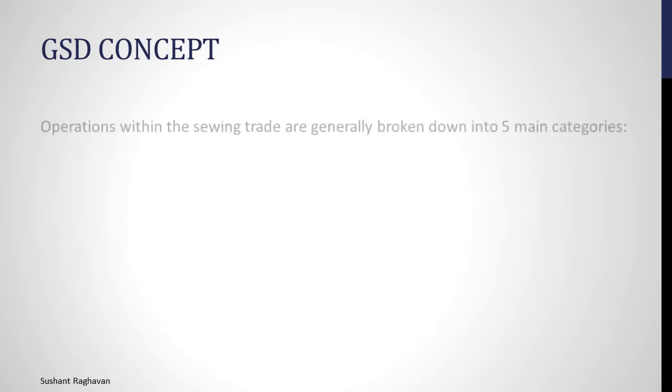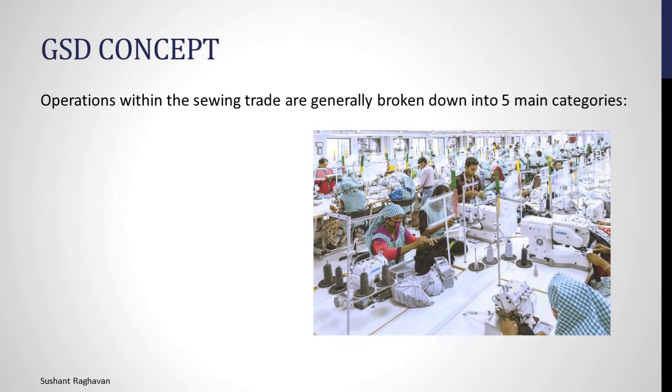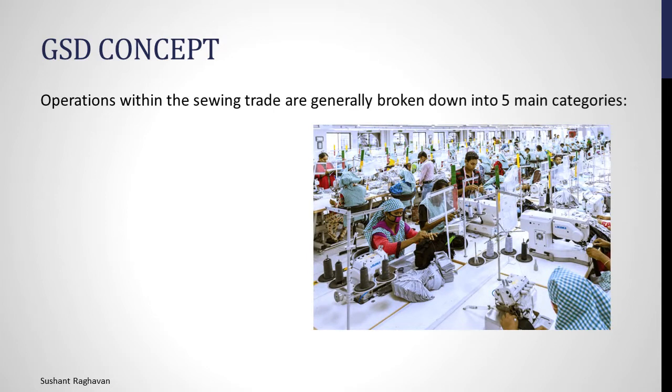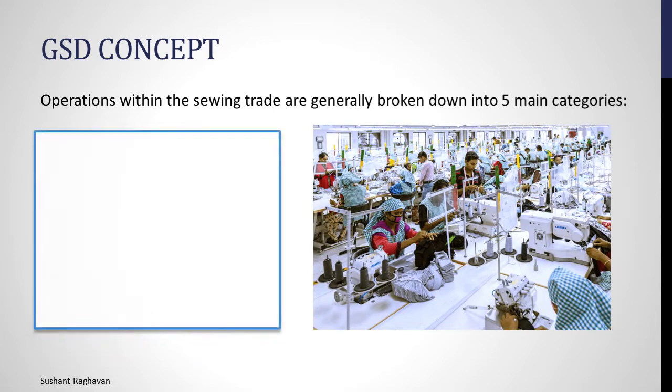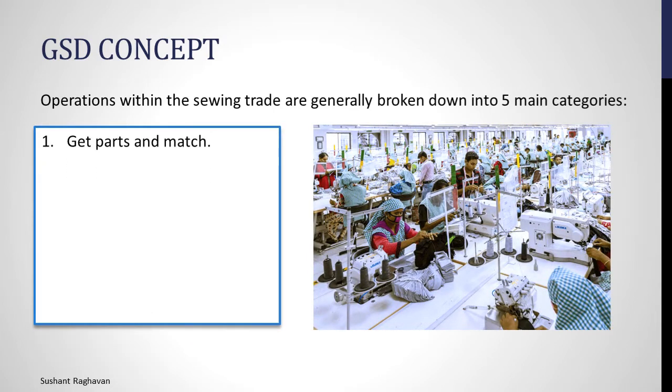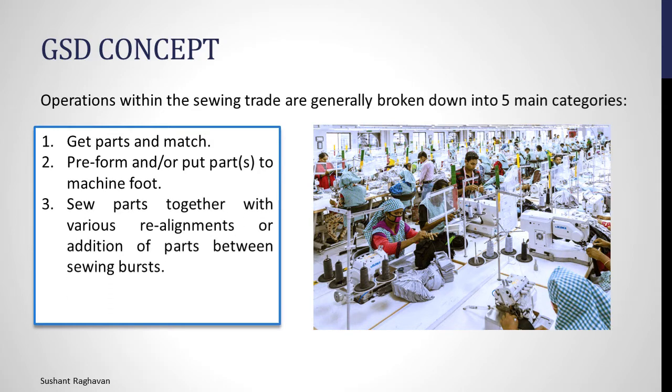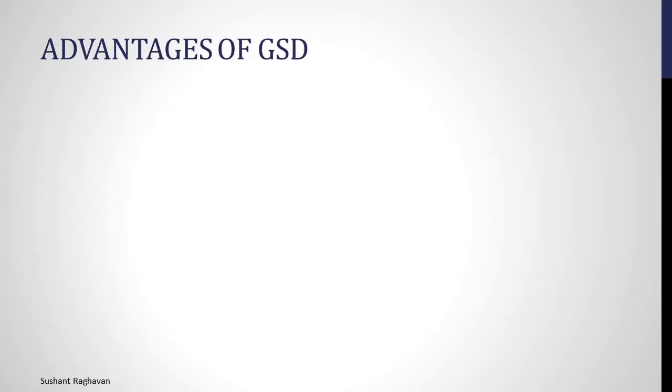GSD concept. Operations within the sewing trade are generally broken down into 5 main categories: get parts and match, preform and or put parts to machine foot, sew parts together with various realignments or addition of parts between sewing bursts, trimming threads, putting parts aside.